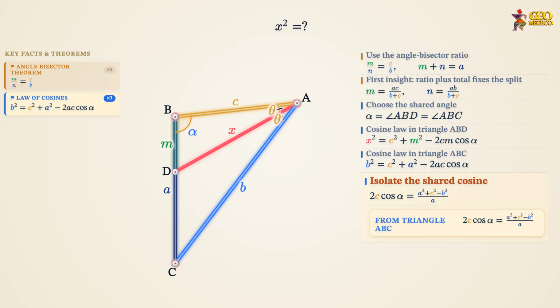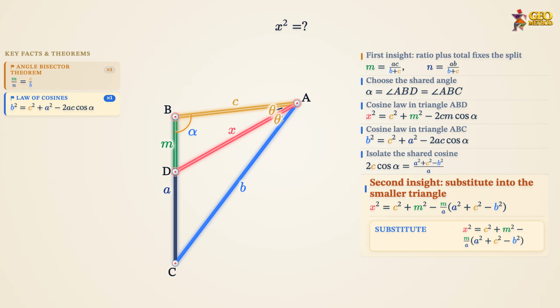Second insight: both cosine law equations contain the same cosine alpha. Rearrange the equation for triangle ABC. 2c cosine alpha equals a squared plus c squared minus b squared, all divided by a. Because both equations contain the same cosine alpha, substitute that expression into the equation for triangle ABD. Now, x squared equals c squared plus m squared minus m over a times the quantity a squared plus c squared minus b squared. The trigonometry has disappeared.